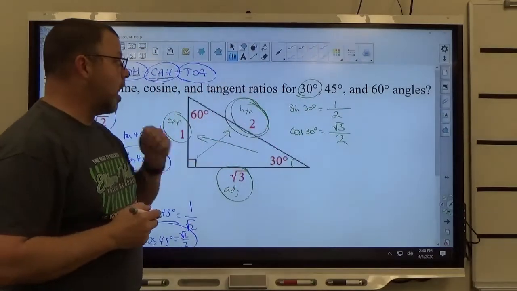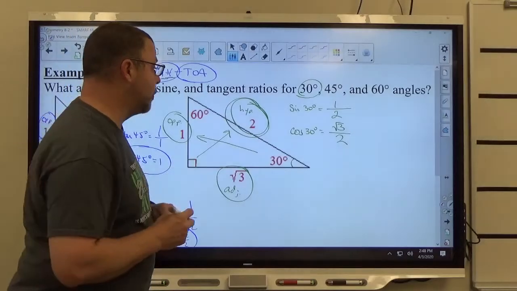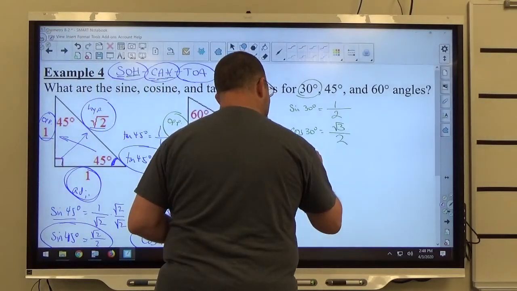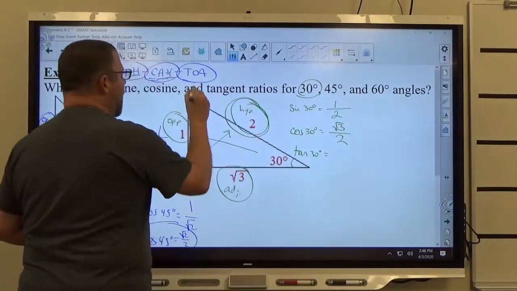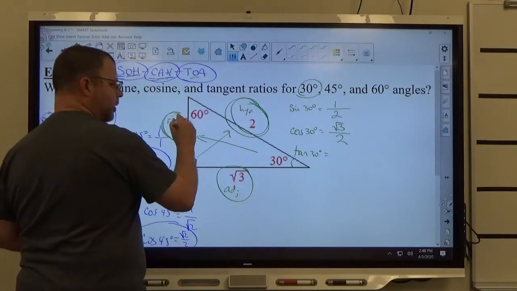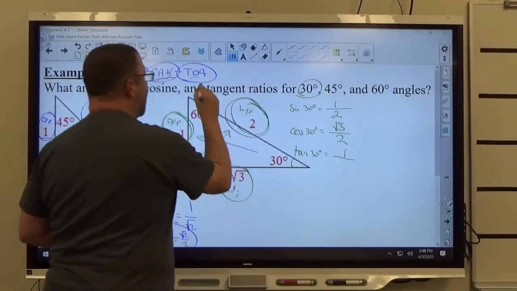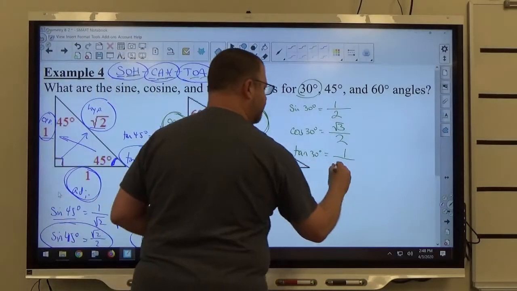That has a square root in the top, which is just fine, so both those answers are perfect the way they are. And then finally, tangent of 30 degrees equals opposite, which is 1, over adjacent, which is the square root of 3.